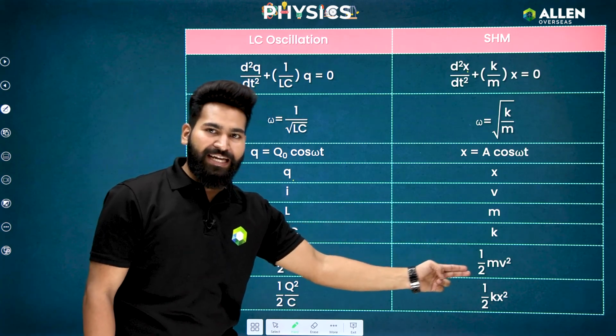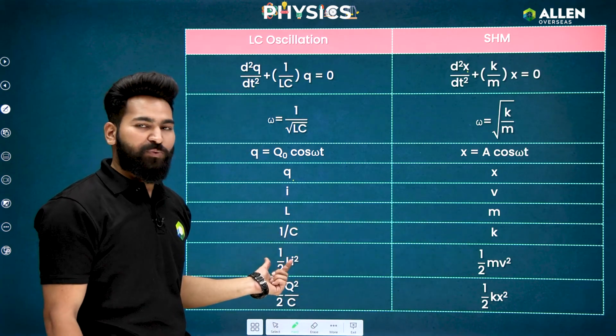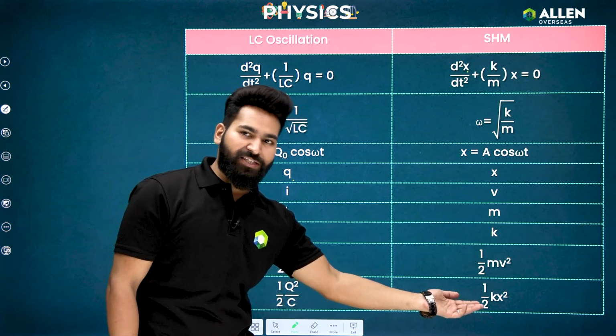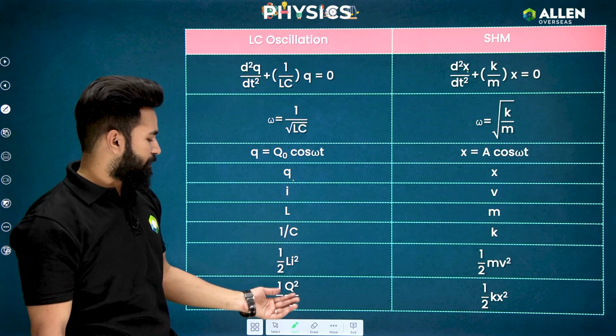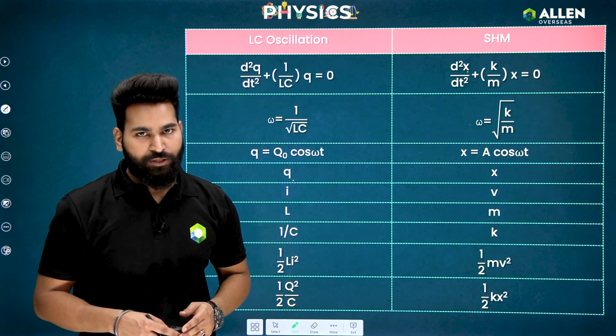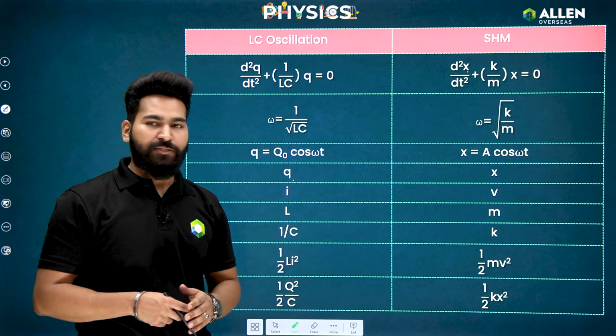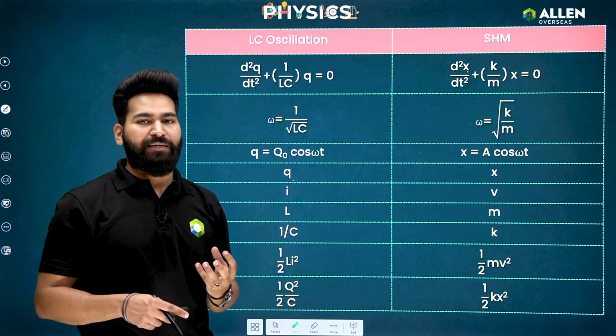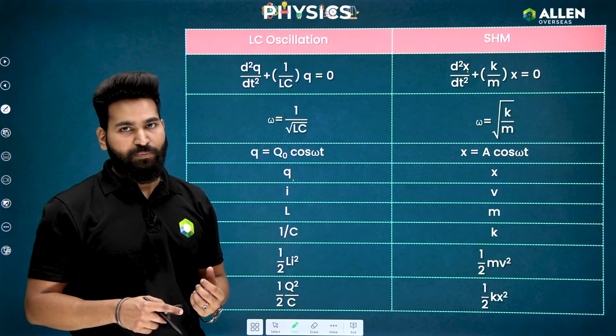Half mv square, the kinetic energy here, is replaced with the energy stored in the inductor, half Li square, and the potential energy that used to be half kx square is now replaced with the energy stored in the capacitor, that is q square by 2c. So these are very basic things, and the questions that are asked on this topic are very easy if you just get them once. Okay, but they are very much important.